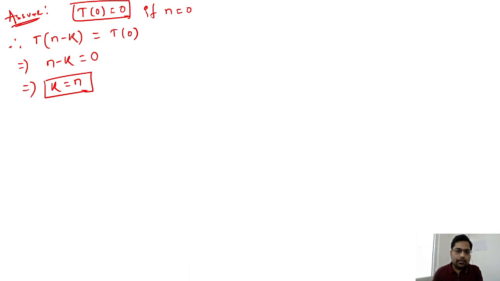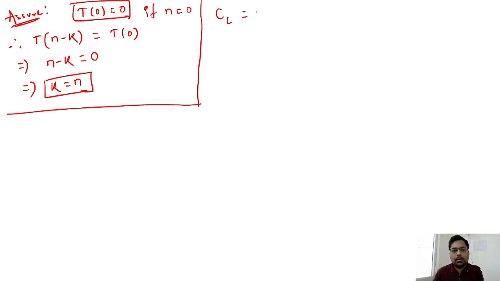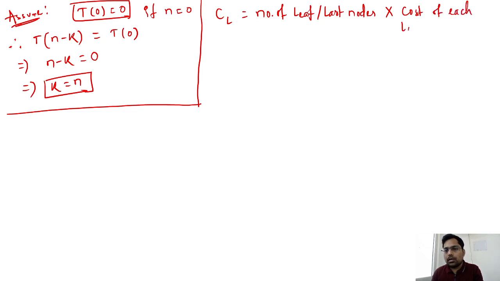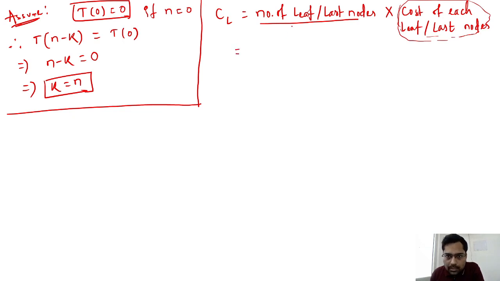Now you put the value of Cl and Ci. Cl will be the number of leaf nodes, or last nodes, into the cost of each leaf or last node. Clear? Number of leaf nodes and cost of each leaf node. Done. So here what exactly do we have to find? The number of leaf nodes will be how much?